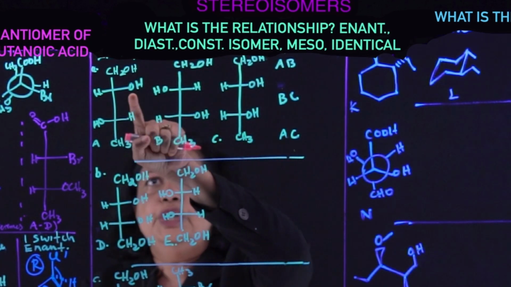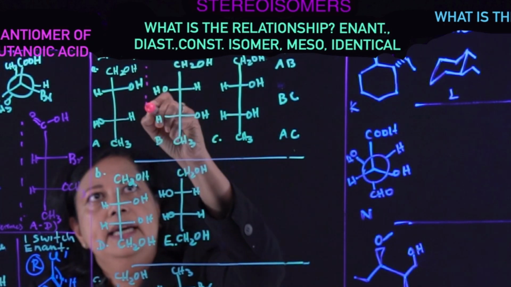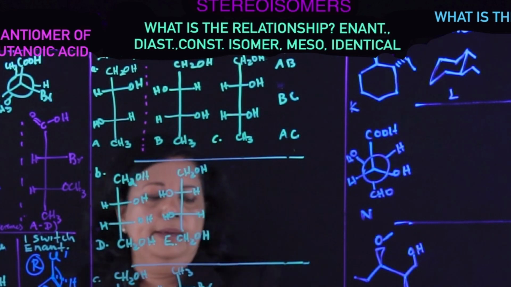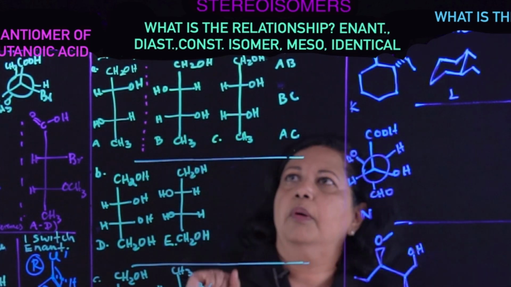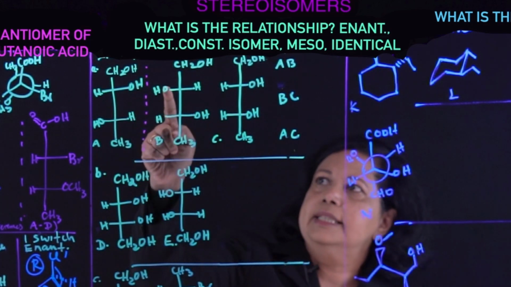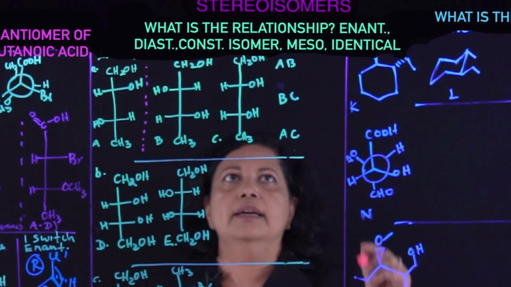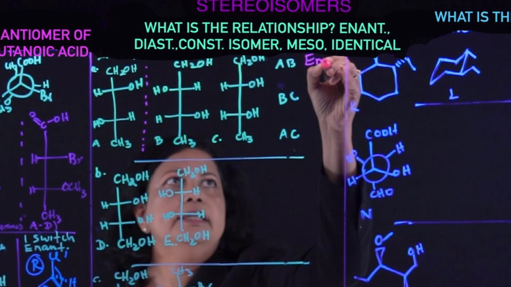So by definition, molecules that are reflected and they are non-superimposable are enantiomers. So you can see this and this. These are reflected. So A, B are both enantiomers.